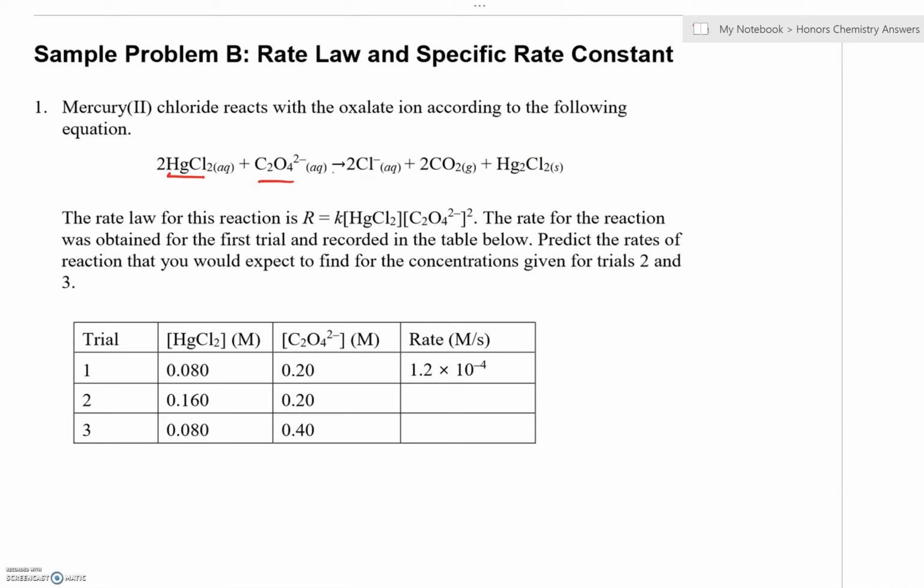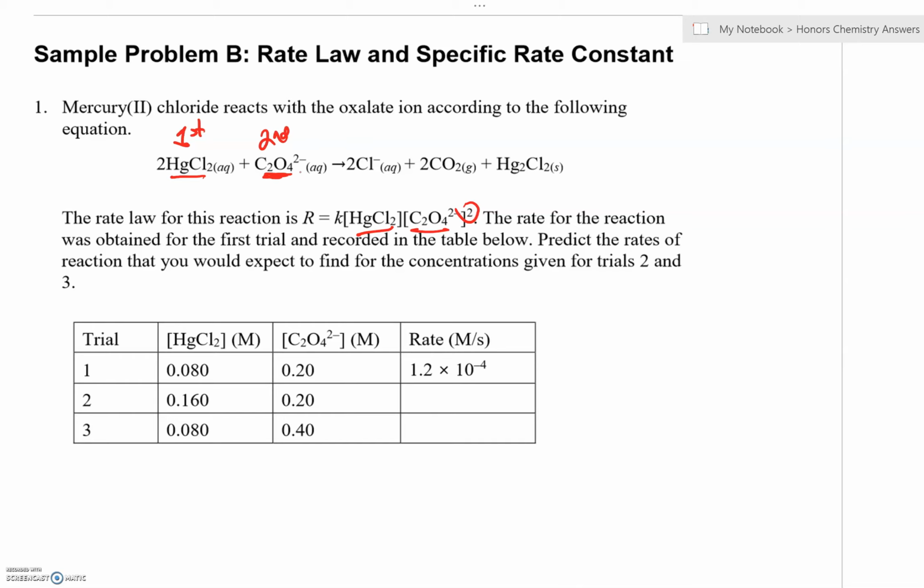And it already tells us the order for both of these reactants. Because this one doesn't have an exponent, that's first order. And because this one does, it's a 2, this is second order. So what that means is that whatever we do to the concentration of this stuff, mercury 2 chloride, it's going to have the exact same effect on the rate. If we make any changes to this stuff, it will square that effect on the rate.